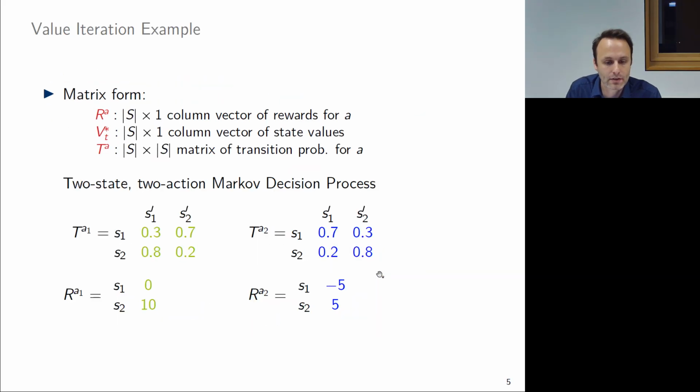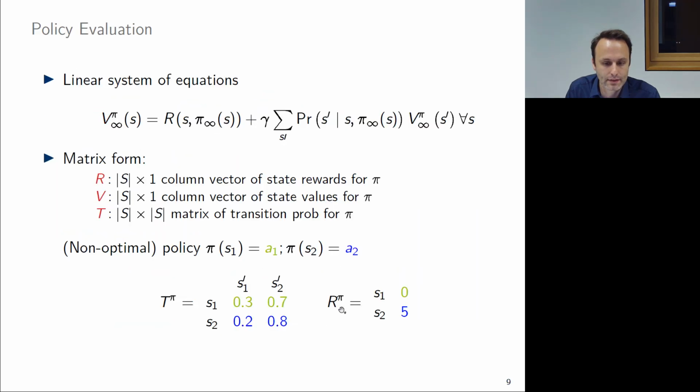And then we go back and take a look at what happens in S2. So here we have the transition probabilities of 0.2 and 0.8. And the reward is going to be, for S2, 5 if we take action 2. And we do that according to this policy. So we write this down in this transition matrix and the reward vector as well.